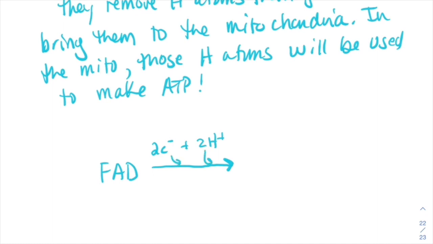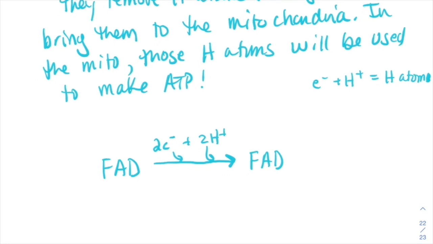Now what are those 2 electrons and 2 protons going to make together? This thing won't be FAD anymore. Remember that an electron plus a proton equals a hydrogen atom, a neutral atom. And there are 2 of each here, so this is going to be FADH2. There you go. FADH2.